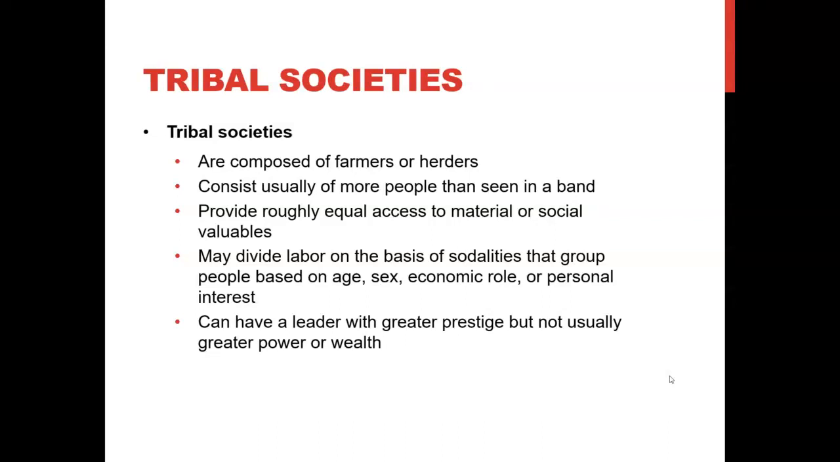So there's 3 big differences here, right? The first thing is we are making our own food. The second thing is when we divide labor, we are basing it not just on sex and age. We're dividing other things as well, right? Personal interest, economic role. Like, hey, this person really likes to fish. Maybe we'll let them fish more. Okay. And finally, it can have a leader with greater prestige, but not usually greater power or wealth.